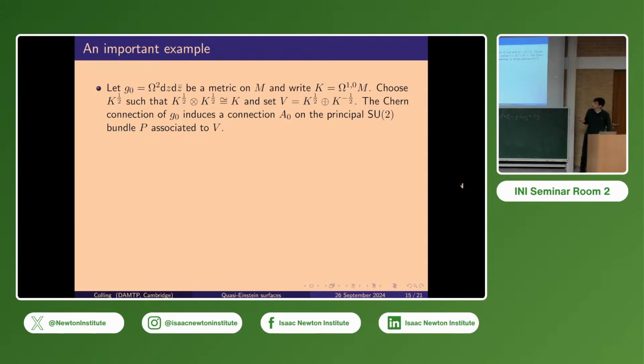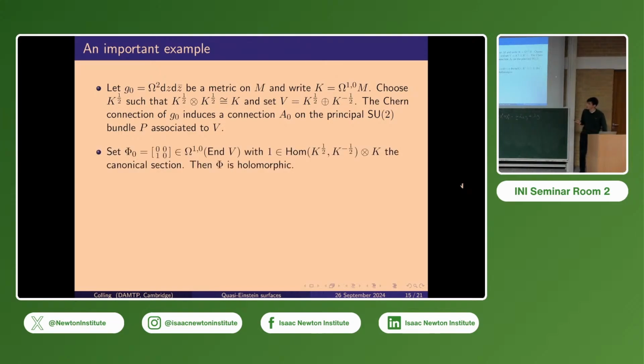And then the Chern connection of the metric will induce some connection on V, which gives V an SU(2) structure. And then we take P to be the associated principal bundle with the associated connection. So this gives us A. And then phi we can view as a (1,0)-form with values in the endomorphism bundle of V, such that these endomorphisms are traceless. And then phi will be given by the following, where this matrix refers to this decomposition of V. So this 1 here corresponds to the slot where we have a homomorphism from K to the 1/2 to K to the minus 1/2. And of course, we have to still tensor with K because phi is a (1,0)-form.